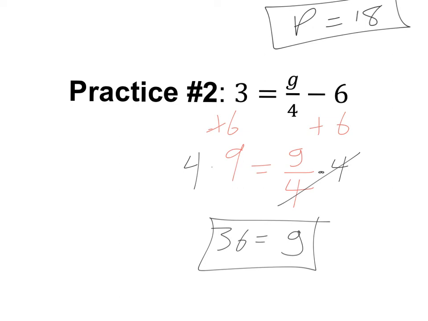Alright, so we're going to go from the outside in. We add 6 to both sides. You get 9 equals g divided by 4. To undo the g divided by 4, you're going to multiply both sides by 4. 4 times 9 is 36. And then you just have g on this side, so g equals 36.